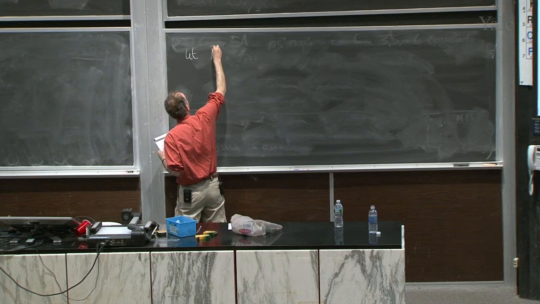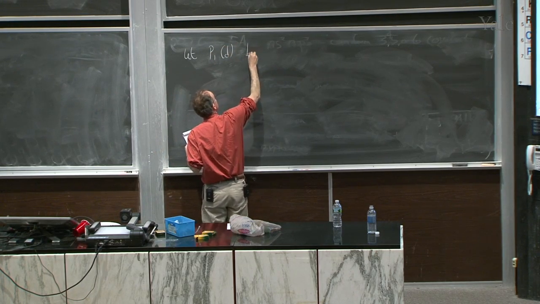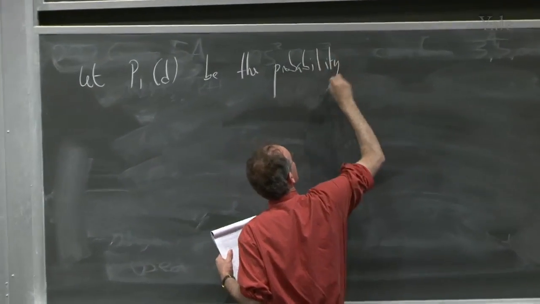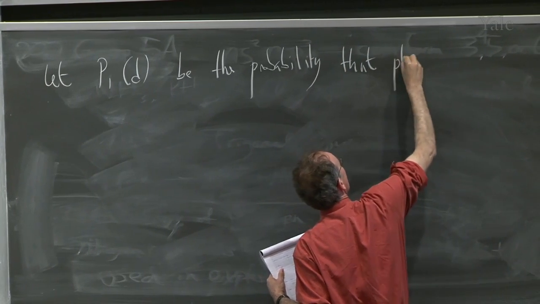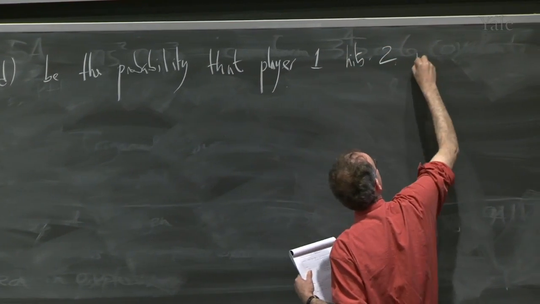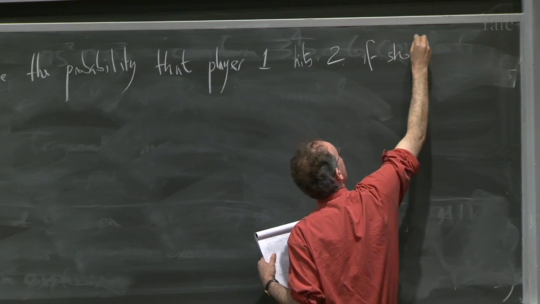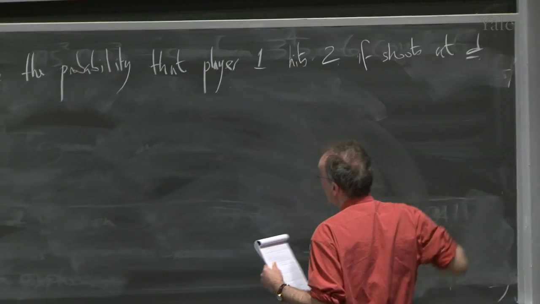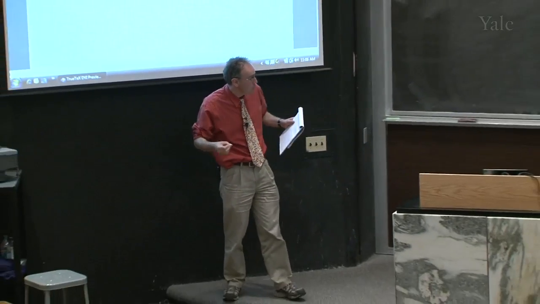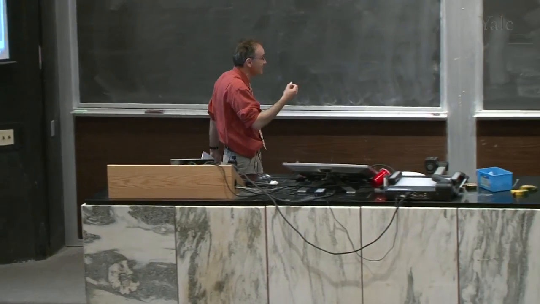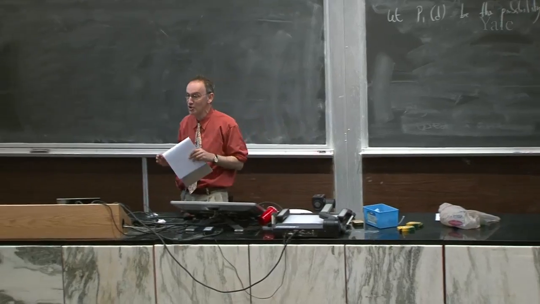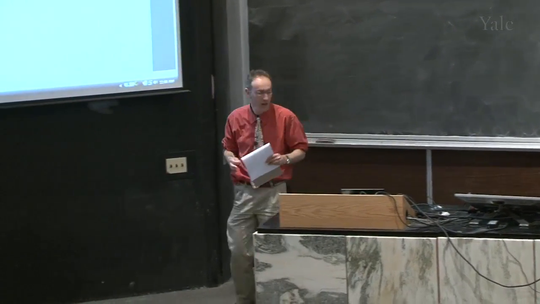So I'm going to let P1 be the probability. This is fancy, but it isn't really saying anything. Probability that player one, so player one was who? Player one was Willis. Probability that Willis hits two if he shoots at D. What's D? D is the distance of where he is. So all this notation is representing, and it's just going to be shorthand, is the probability that Willis hits Andrew if he were to throw his sponge when they're D steps apart. Okay, that's it for notation now. We're done with notation. So those of you who don't like math, that was the math, more or less.